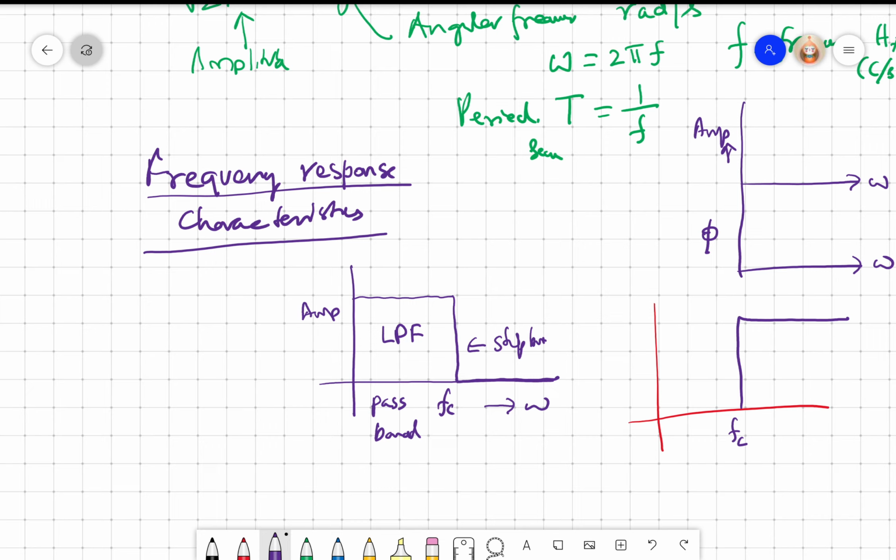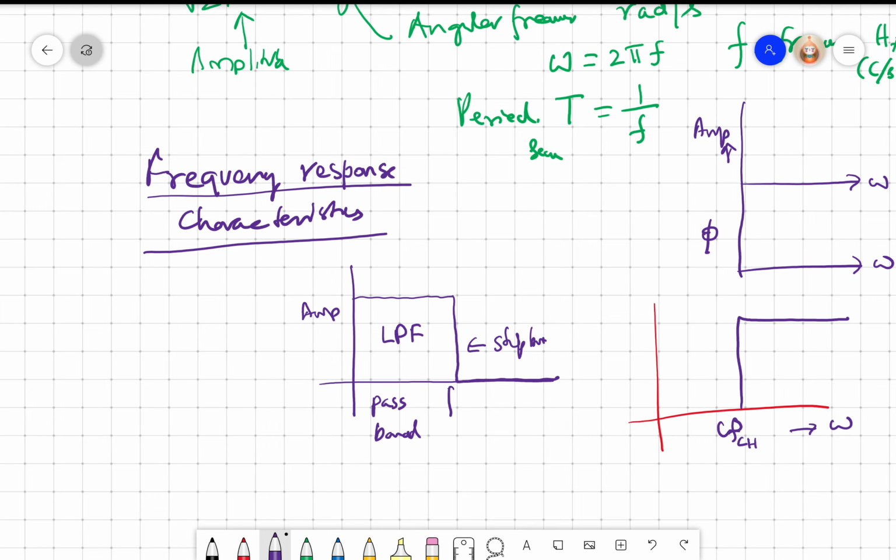We call this FCL, the low pass filter cutoff frequency, and FCH. My transducer doesn't respond from 0 to FCH, and it responds only, again, this is omega and this is omega CH, okay, and I can also use F. Let me use F so that you don't get confused.